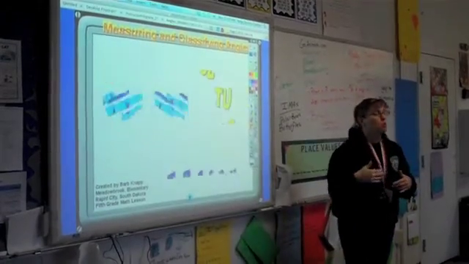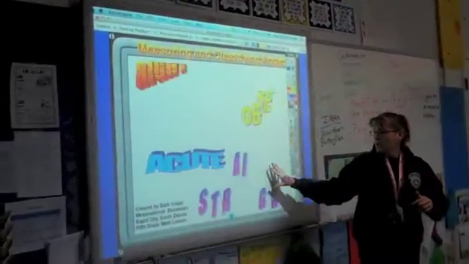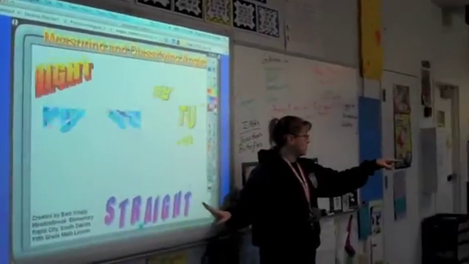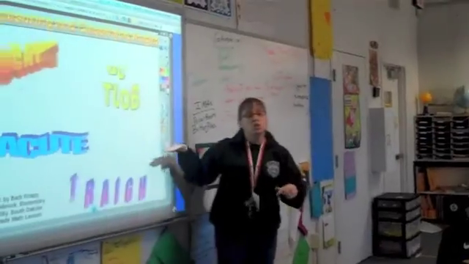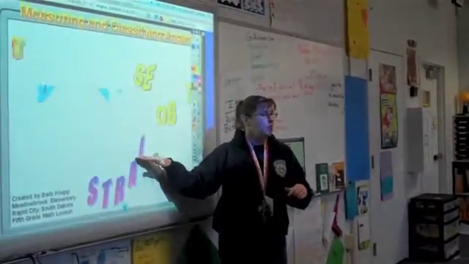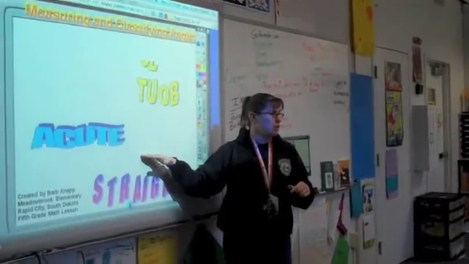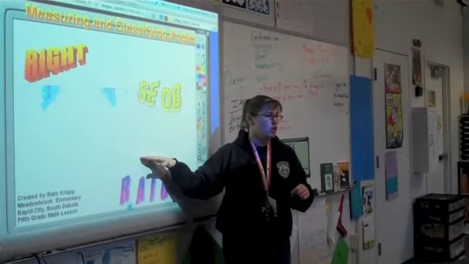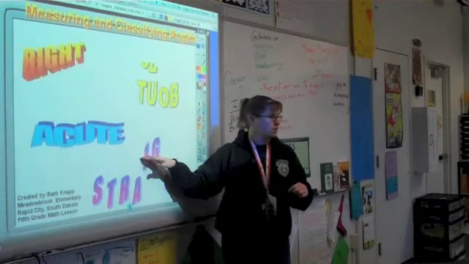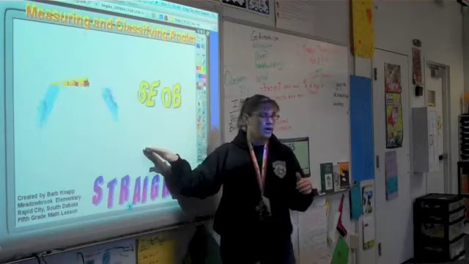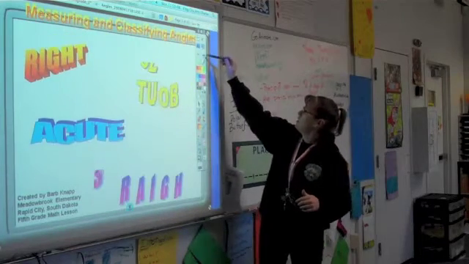Obtuse. So we're going to look more closely at that today. Exactly, when they're straight, it's a straight line. So we're also going to look at it today, and we're going to measure them with something called a protractor. How many of you have ever heard of a protractor? Okay, great. So we're going to move on. Let's go.